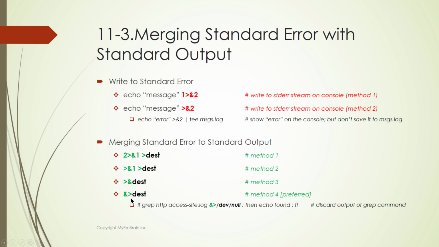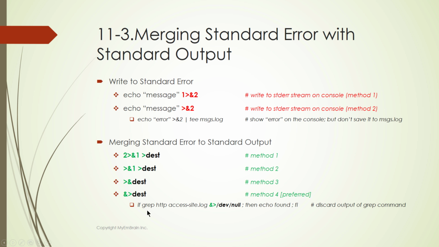Ampersand redirect to a destination, right? The destination could be a file or could be a device. In this case, we redirect the standard error to the standard output and then throw all the data away when we redirect them to the dev null. It means that the ampersand redirect will merge standard error and standard output together and then send to dev null to throw those data away.